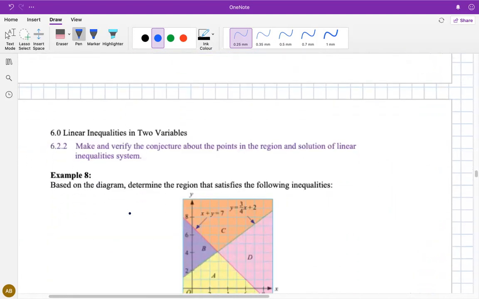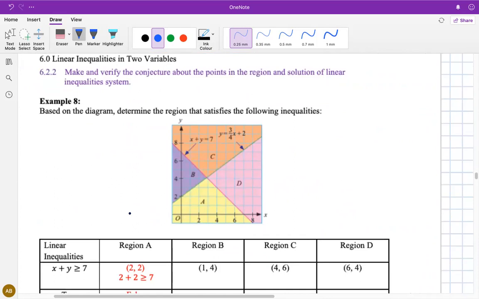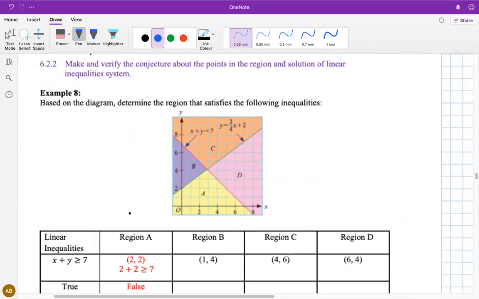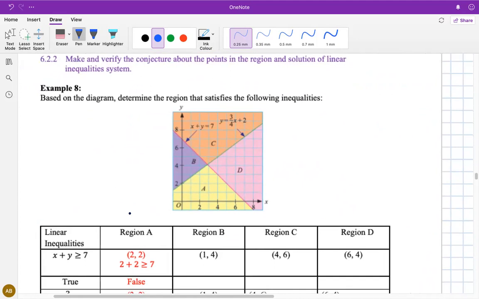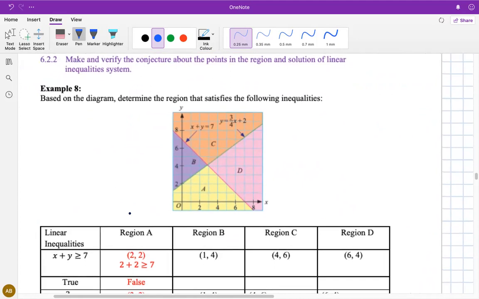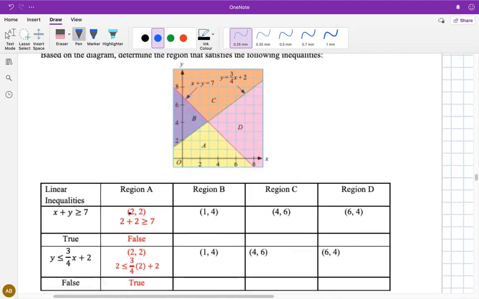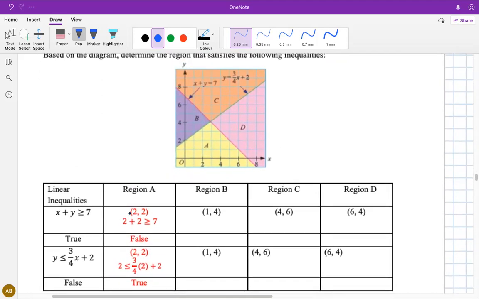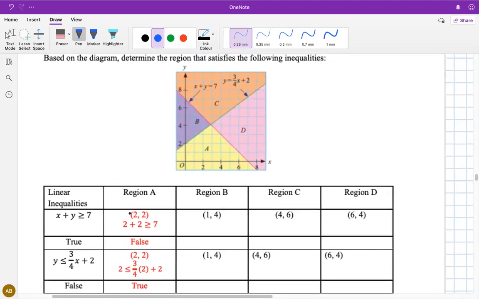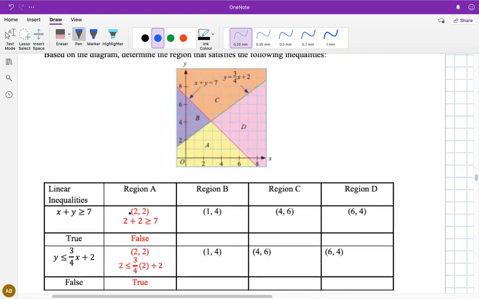All right, then we go to the second one. Make and verify the conjecture about the points in the region and the solution of a system of linear inequalities. There are two ways to do that. One is shown in the textbook, so I will show you the textbook method. The second one is, I think, more suitable. Let's see the textbook solution first.